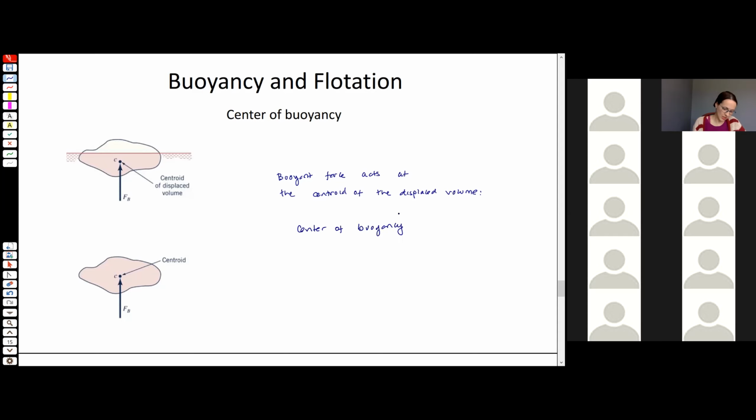Okay, and that's true whether the object is completely submerged, like we see on the bottom, or whether it's floating. Now, if it's floating, you notice part of the body is shaded pink on the bottom, part of it is shaded white. The white part is in the air, so it's not displacing any liquid. So it's the centroid of this pink shaded area on the top.